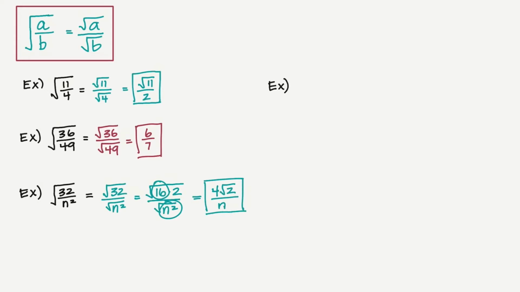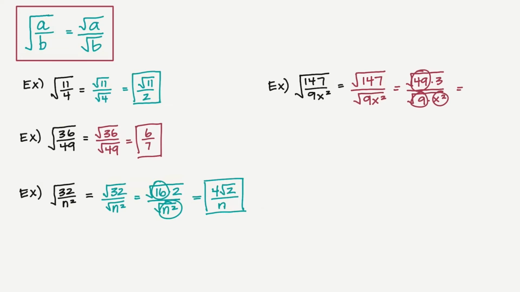Let's go ahead and do 2 more examples. This next one is the square root of 147 over 9x squared. So let's separate it kind of into 2 problems. Square root of 147 over the square root of 9x squared. 147 is the same as 49 times 3. And I know that I can just separate that as 9 times x squared. And I have 3 terms that I can take the square root of. So in the end, I'm left with 7 radical 3 over 3x.